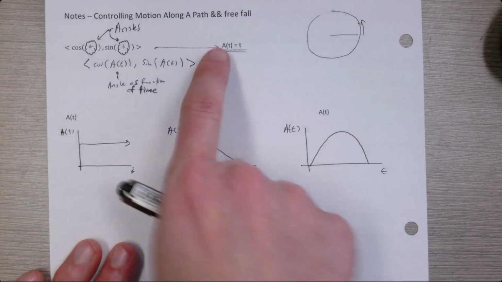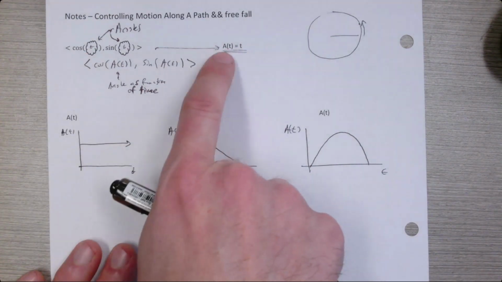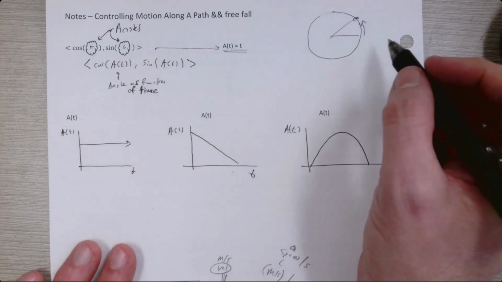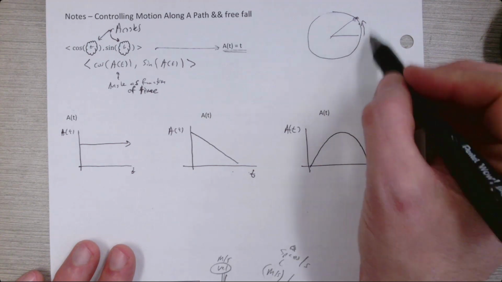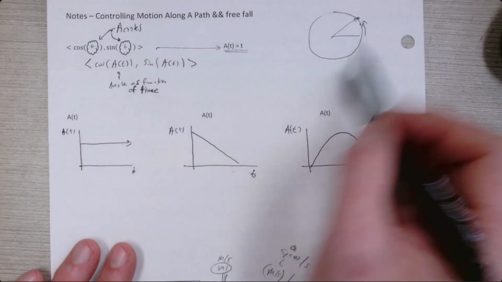So if I just have t in there, what I'm really saying is whatever time it is, that's the same as my angle, the angle to where my rider is going to be. So the angle to my rider is the exact same thing as time. And that specifies a particular motion along the circular path.